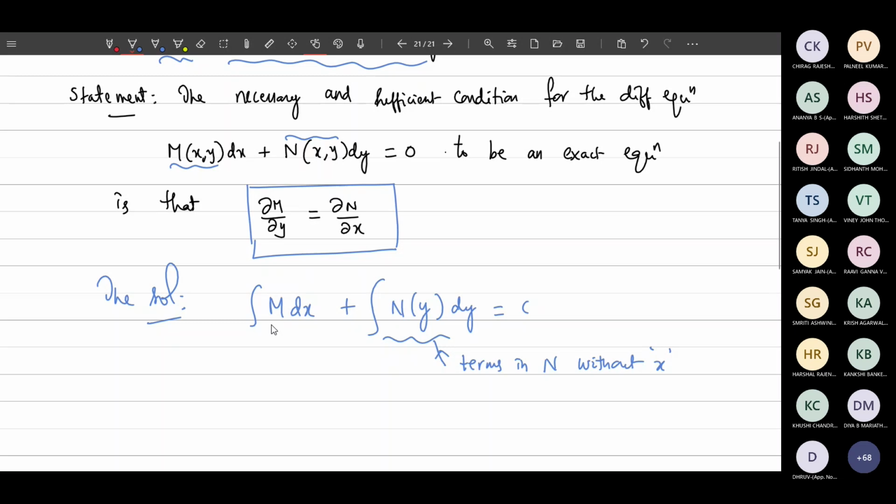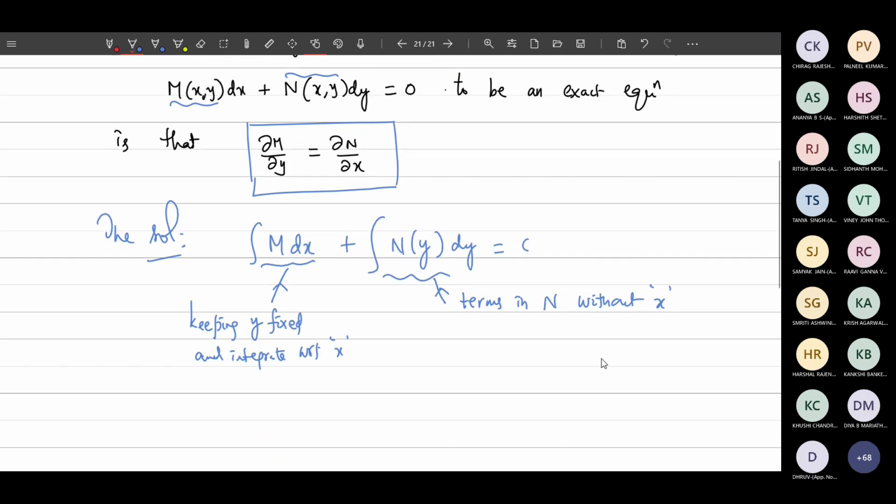But for M(x,y) you are keeping y fixed and integrating with respect to x. The meaning is keeping y fixed and integrate with respect to x. That is the meaning. Anyway, we will see what is meant by the terms without x. With an example, I will explain how you can say terms without x or whatever. The first example I'll give you.